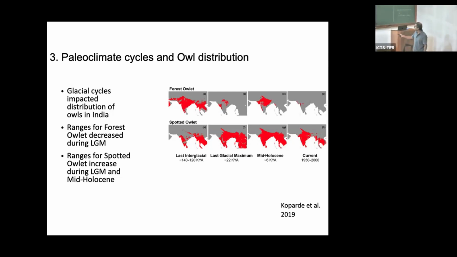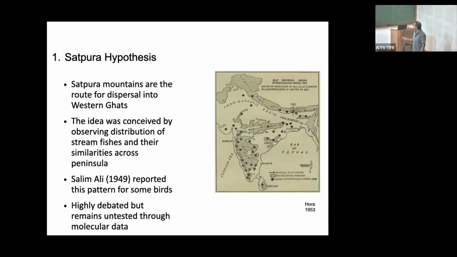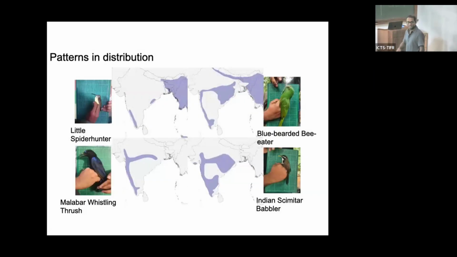So these two are different species. Let's look at this one. You have the Southeast Asian population here, and you have the Western Ghats population here. One hypothesis is that they have been isolated for millions of years like this, in which case they are probably now different species. If we have genetic data, we could check that.